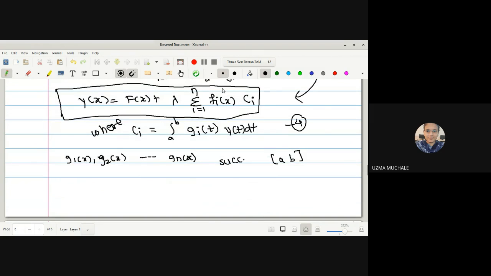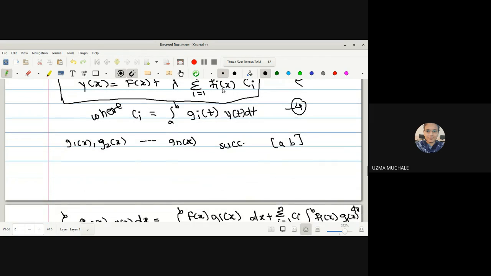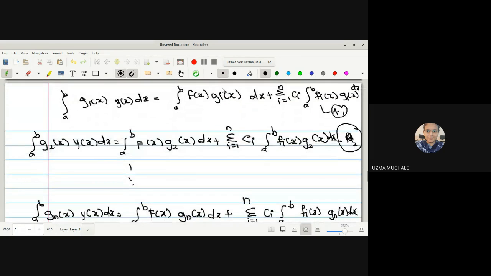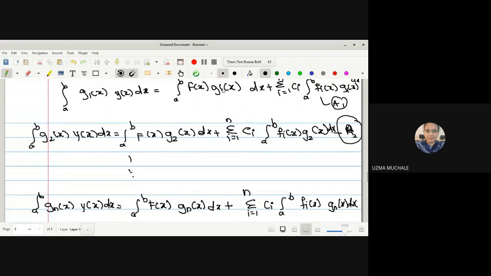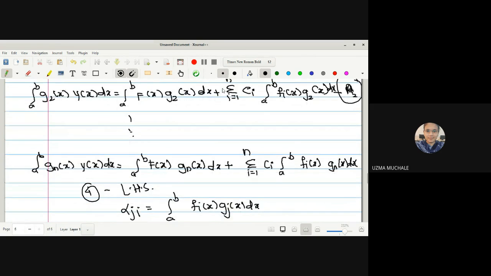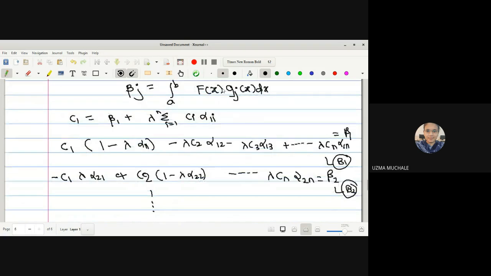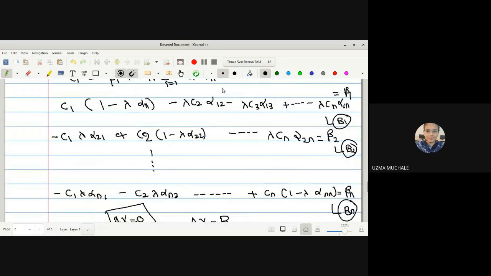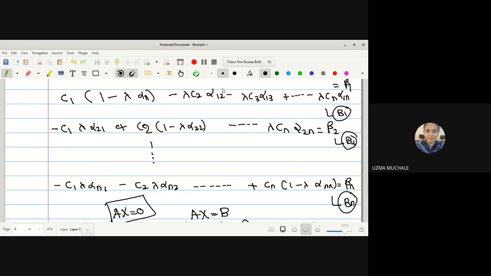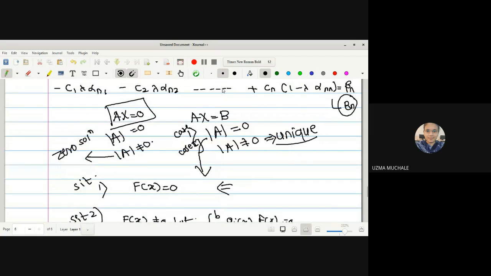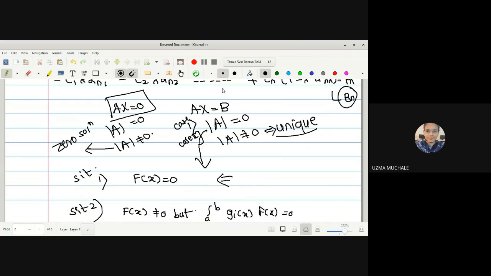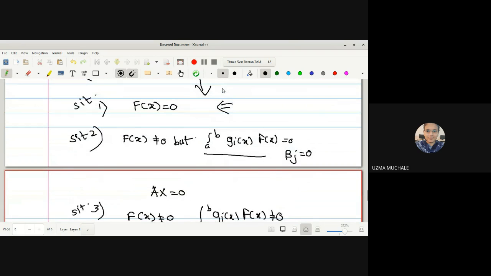Then what you have to do is multiply our equation 3 by g1, g2 and so on, and then whatever equations you get, a1, a2 and so on, here we have to rename those integrations with another constant term, that is equation 4, from all LHS with alpha ji and beta j. After that, we have to write down the equations beta 1, beta 2, beta n in terms of lambda, and then we can have the cases. In the case Ax equal to B, if the determinant of A is not equal to 0, you will get a unique solution. And if the determinant of A is equal to 0, we have the different cases.